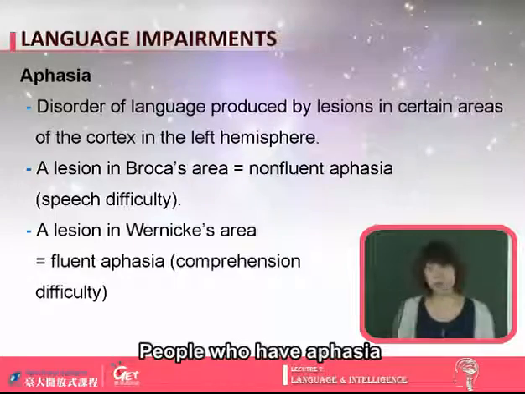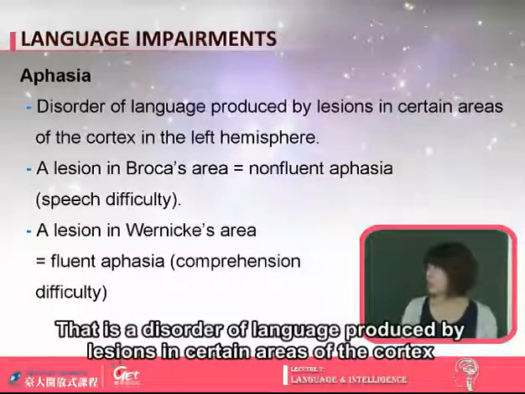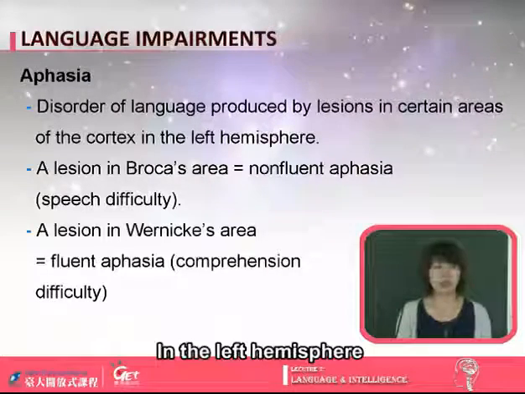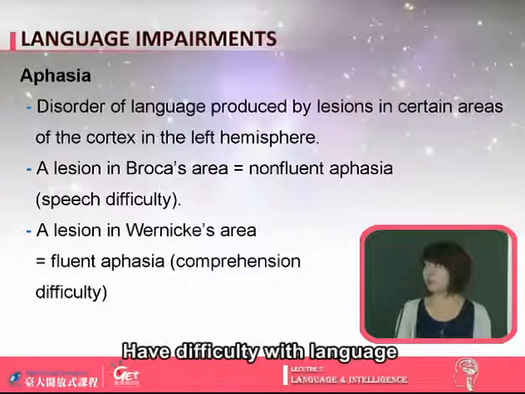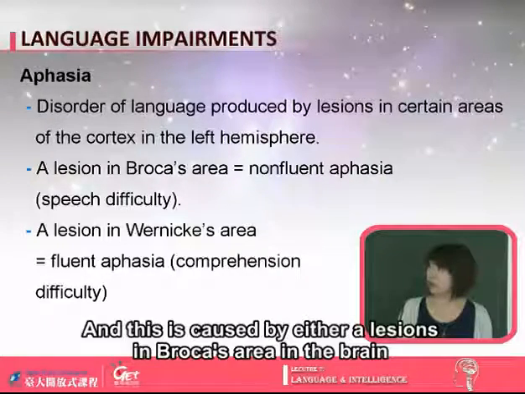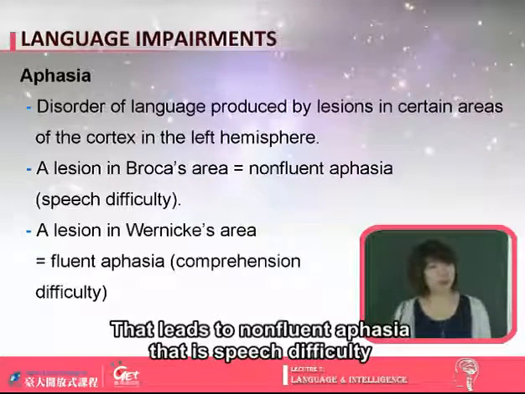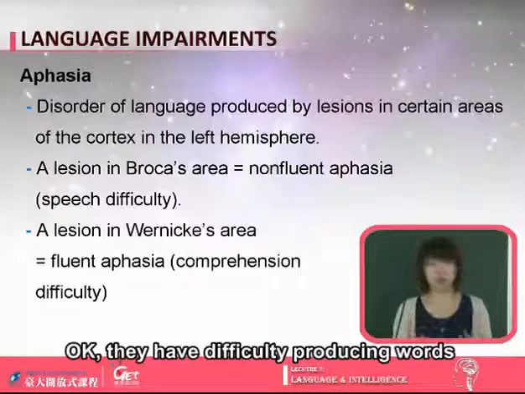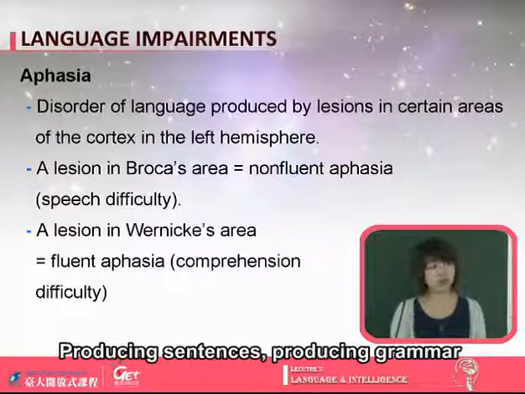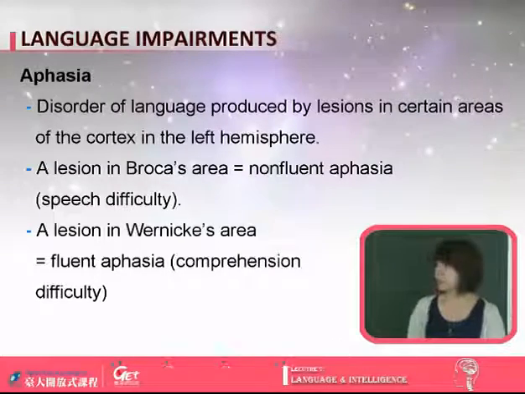People who have aphasia, that is a disorder of language produced by lesions in certain areas of the cortex in the left hemisphere, have difficulty with language. And this is caused by either a lesion in Broca's area in the brain that leads to non-fluent aphasia, that is speech difficulty. Okay, they have difficulty producing words, producing sentences, producing grammar, producing speech.